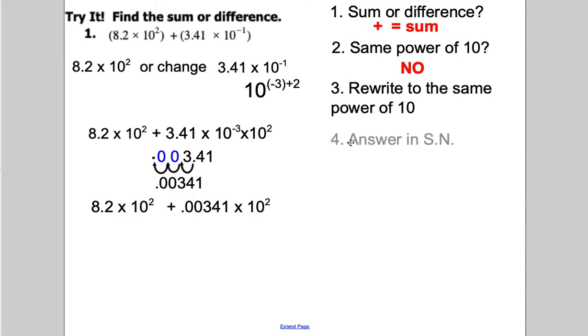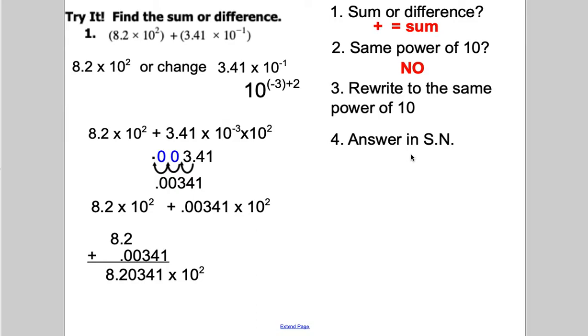So now I know that I just have to add or subtract my powers, and in this case I'm adding, which means that I do 8.2 plus 0.00341, and I know I can put my zeros in if I need to, okay? And when I add them together, I get 8.20341 times 10 to the 2.